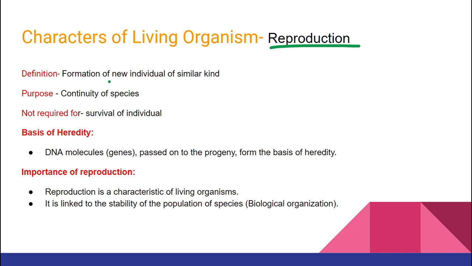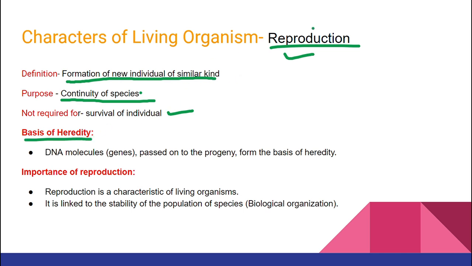Reproduction, what is the definition of reproduction? That is the formation of new individual of similar kind. What is the purpose? Why do we do reproduction? Is it important for our survival? No. Without reproduction also we will be able to survive. Then why do we do that? For the continuity of the species. Your species continuation will happen only and only through the reproduction. If reproduction doesn't happen, that means that species will go extinct or stop, right? Stop in the sense that particular species you won't be able to see, right?